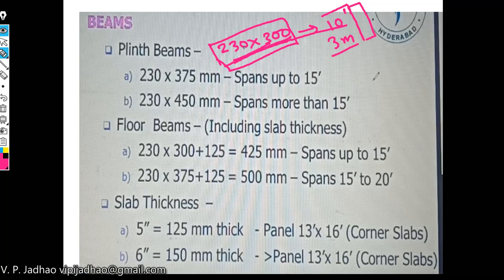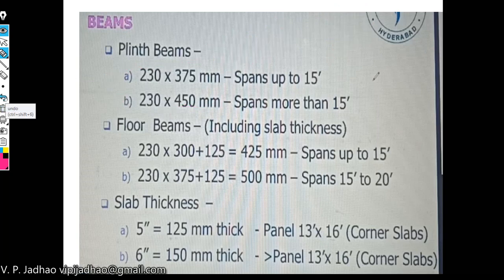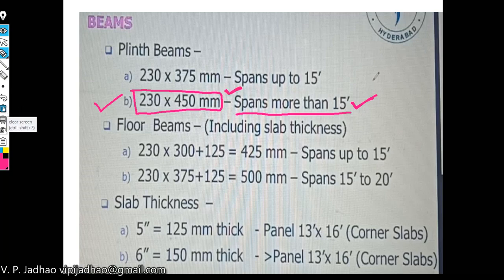But if this particular size 230 by 300 mm fails, you can use another higher dimension. If again this fails, then you can use this higher dimension of 230 by 450 mm. Now, if the span of your plinth beam is more than 15 feet, you should use this particular recommended size of your plinth beam. This is only a recommendation. Depending upon loading condition, this may also fail, but you can start with this dimension so that you require minimum effort for any design.